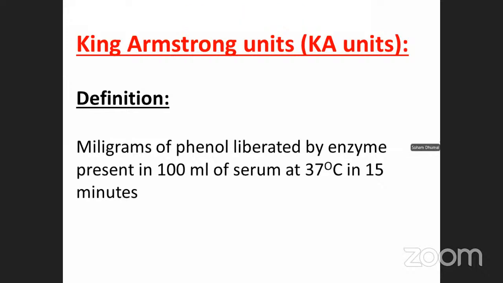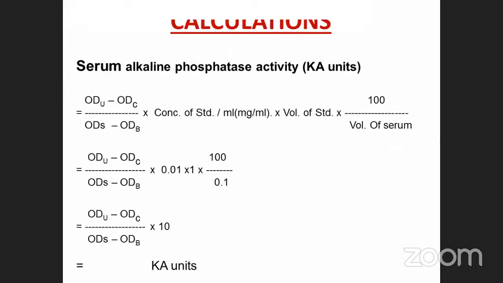Milligram of phenol liberated by enzyme present in 100 ml of serum at 37 degrees centigrade in 15 minutes. Understood, what is the definition of King Armstrong unit? How much amount of milligram phenol is liberated by enzyme present in 100 ml of serum? Understood why this 100 factor is used in calculation? Why is this 100 used?